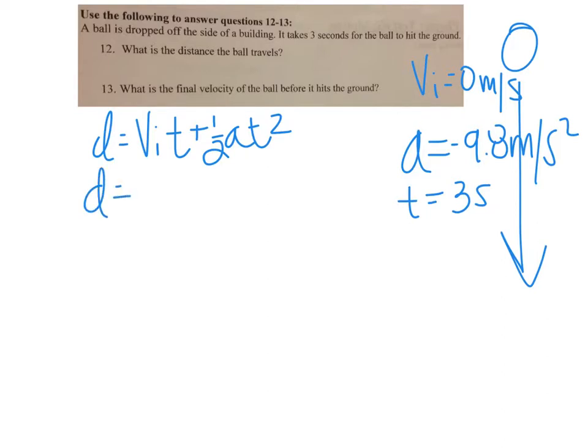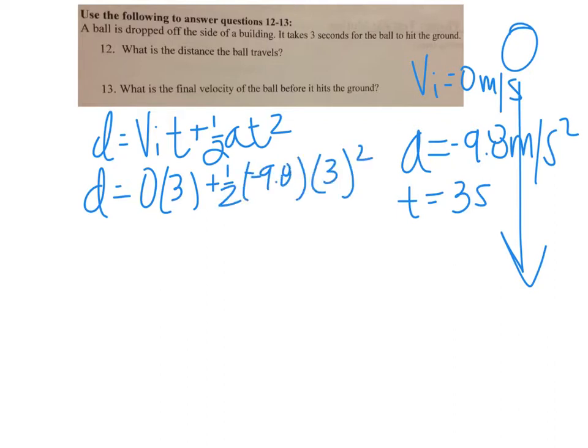So you're going to plug in what you know. We know we have initial velocity of 0 times 3 plus 1/2 times negative 9.8 times 3 squared. So anything times 0 is 0, so this part gets canceled out, leaving you with the rest of this. When you type that in your calculator, you are going to get negative 44.1. And distance we are working with is meters. So it is a negative number because we are assigning the downward direction to be negative. So that is why you've got a negative answer here.